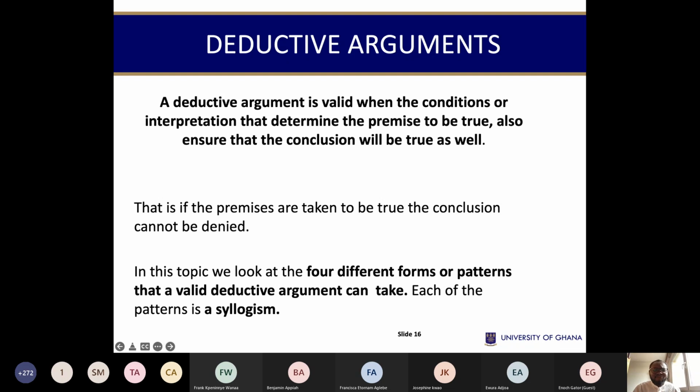Now, we are saying that there are 4 different forms or patterns that a valid argument can take. So deductive arguments are valid arguments. They must be valid, because once we assume the premises to be true, the conclusion must automatically be true.